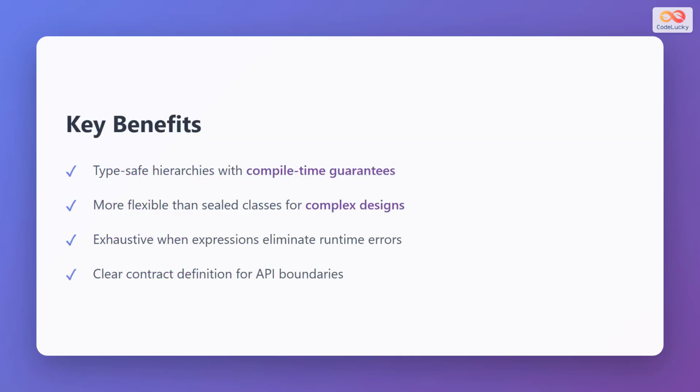Let's recap the key benefits of sealed interfaces. They provide type-safe hierarchies with compile-time guarantees, catching errors before your code runs. They're more flexible than sealed classes for complex designs that require multiple inheritance. Exhaustive when expressions eliminate entire categories of runtime errors by forcing you to handle all cases. And they provide clear contract definitions for API boundaries, making your code's intent explicit and easier to understand. Sealed interfaces are a powerful tool for writing safer, more maintainable Kotlin code.